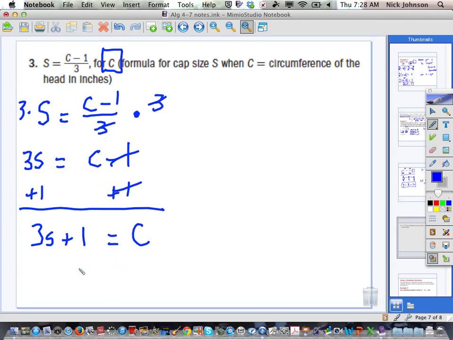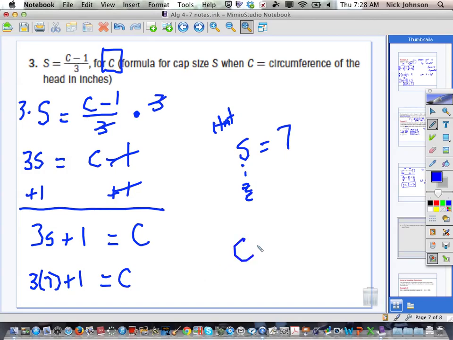Well, say for instance, Mr. Johnson had a hat size of 7. Okay? So S equals 7. Hat size. So I put 7 in for S. 7 times 3 is 21, plus 1 is 22. So C equals 22. So when S is 7, C equals 22, and that means 22 inches is the circumference of my head. Pretty neat stuff. That's why we have formulas.